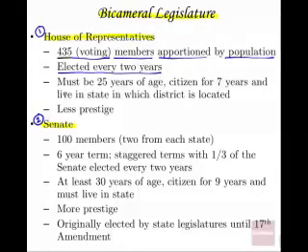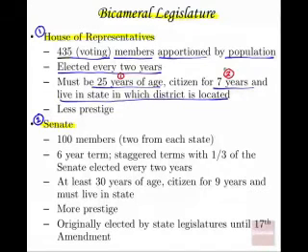Now, what are some basic requirements? There are really only three formal requirements for a House member. You've got to be at least 25 years of age, you've got to be a citizen for 7 years, and you've got to live in the state in which the district is located. So those are the three requirements to be a House member: 25, 7 years, and you live in the state. A good way to remember that is, once you turn 18 years old, then you've got to wait 7 years, because 25 minus 18 equals 7 years.